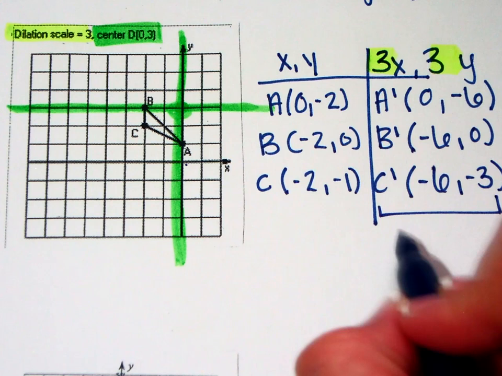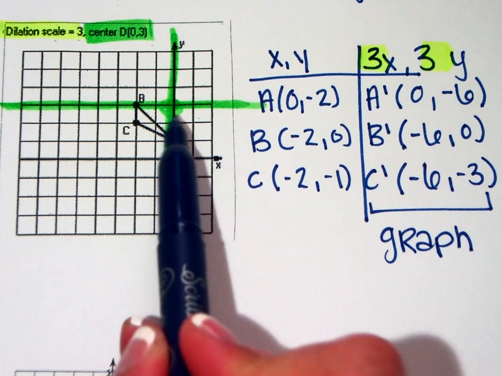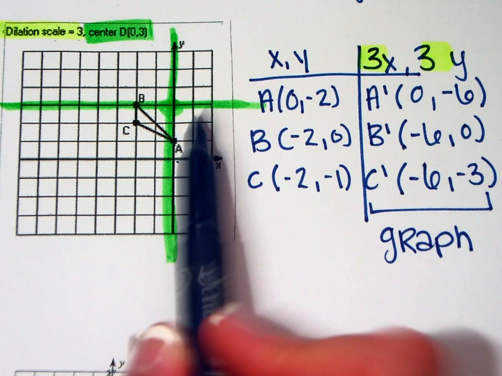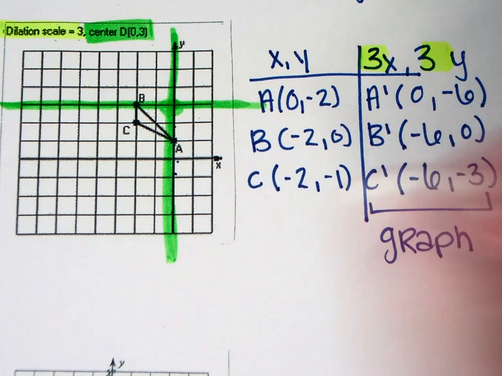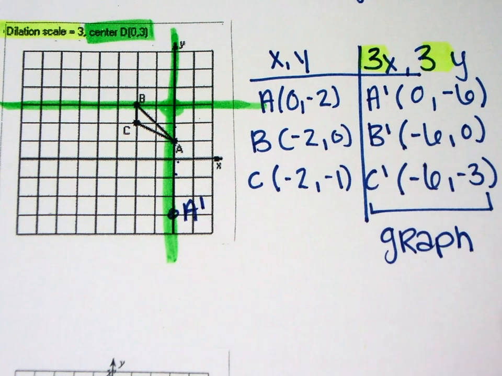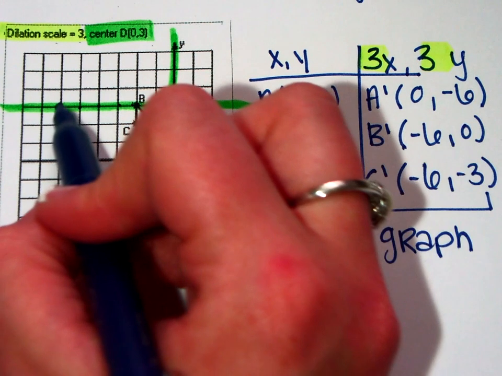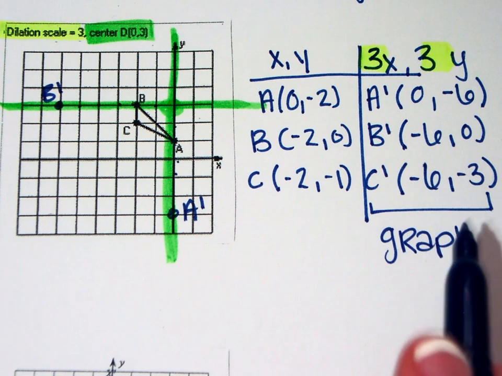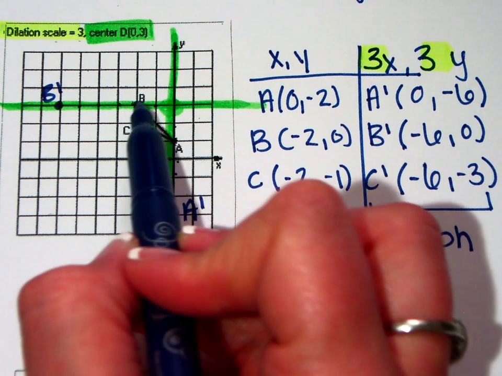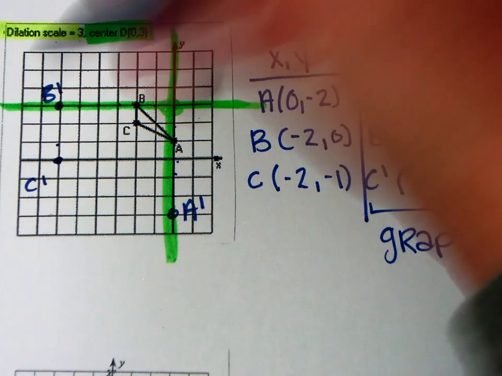Now I'm going to plot. And I'm going to make sure that when I'm graphing this, I'm graphing it from my new center. So A prime is 0, negative 6, so I'm just going to count down 6. 1, 2, 3, 4, 5, 6. A prime. Negative 6, 0 is 1, 2, 3, 4, 5, 6, and I'm not going to move off that, so that's B prime. And then C prime, again, negative 3, negative 6, negative 3. So 1, 2, 3, down to negative 6, and down 3. And now I'm just going to connect it.